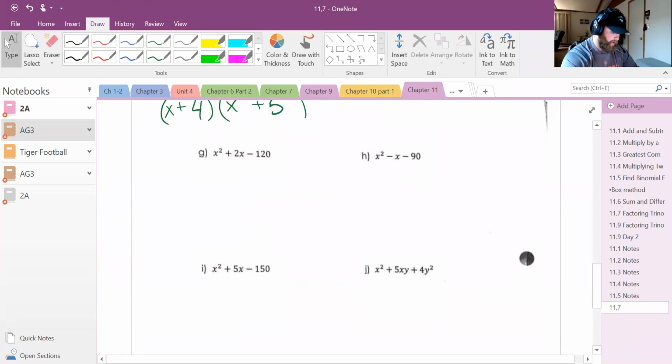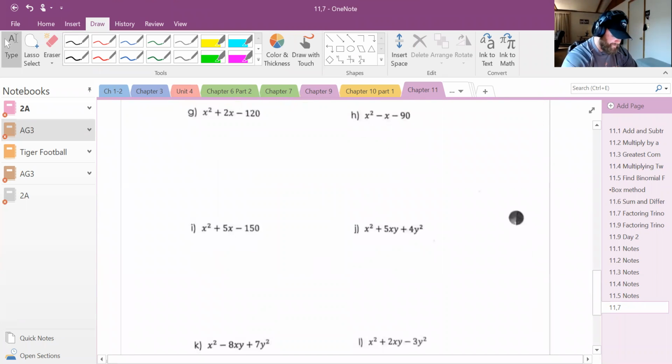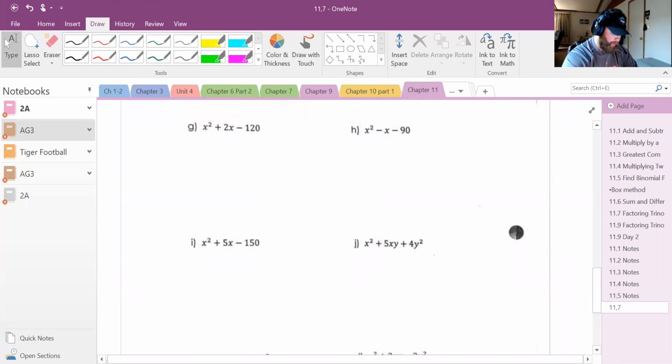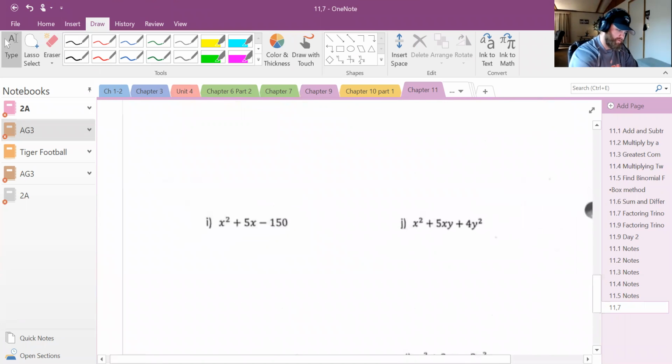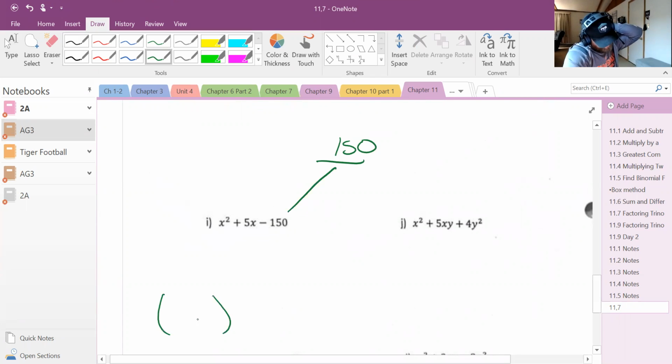How far do we want to go down here? I don't know. We can do 150. That looks fun. Okay, let's do 150. Okay, so we want factors of 150 that can get to us to positive 5. Remember, always start off with your x's and your parentheses.